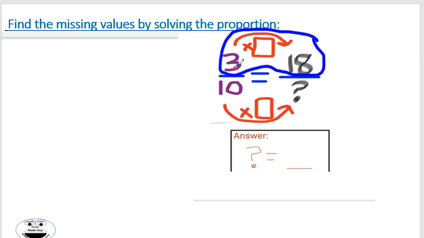And what we're going to do is figure out 3 times what number equals 18. By now you should know your multiplication tables, but if you don't, then you can count by threes, or what you're really doing is dividing. So what is 18 divided by 3? It is 6. So that means 3 times 6 is 18.